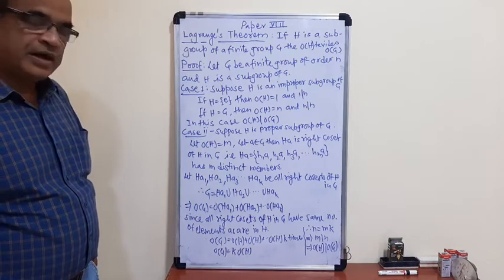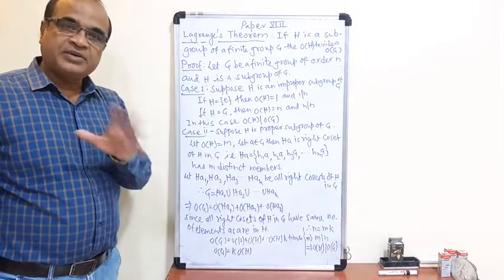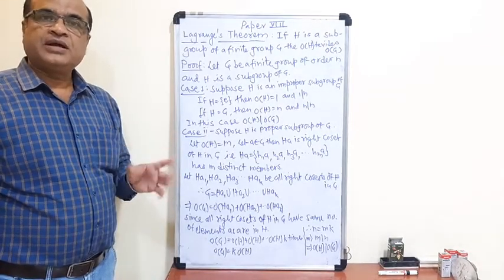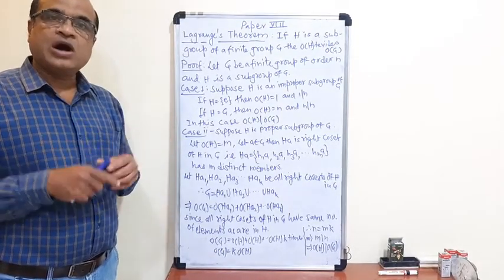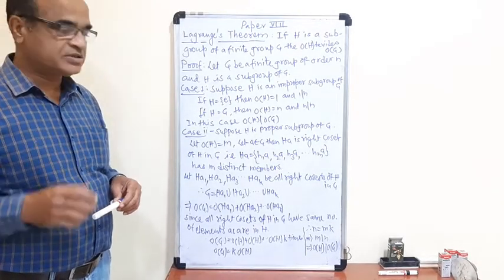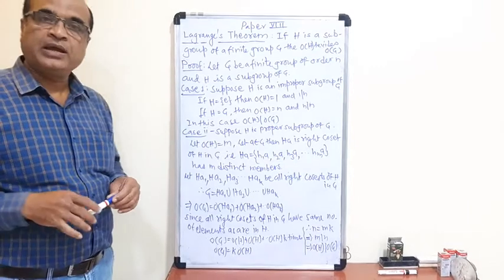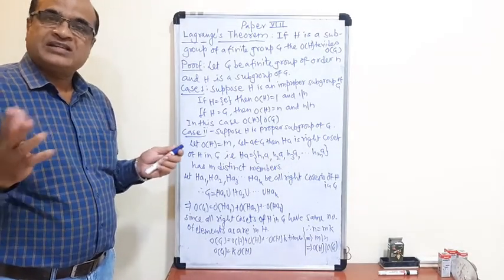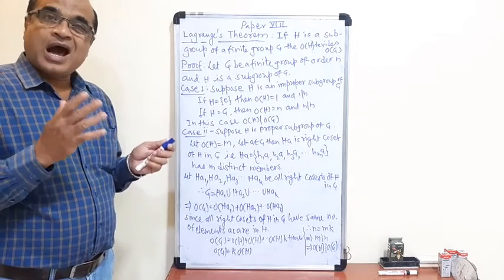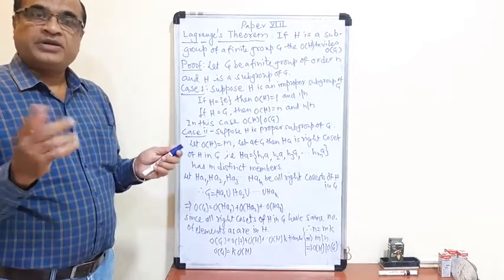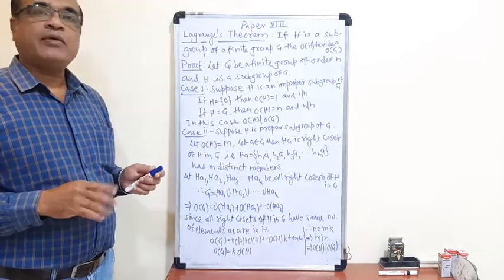So what is a group here? G is any non-empty set and star is any binary operation. Then (G, star) is called a group if it satisfies some axioms. One is the closure property. What is the closure property? If a and b are elements of G, then a star b is also an element of G. Star is the binary operation between a and b.